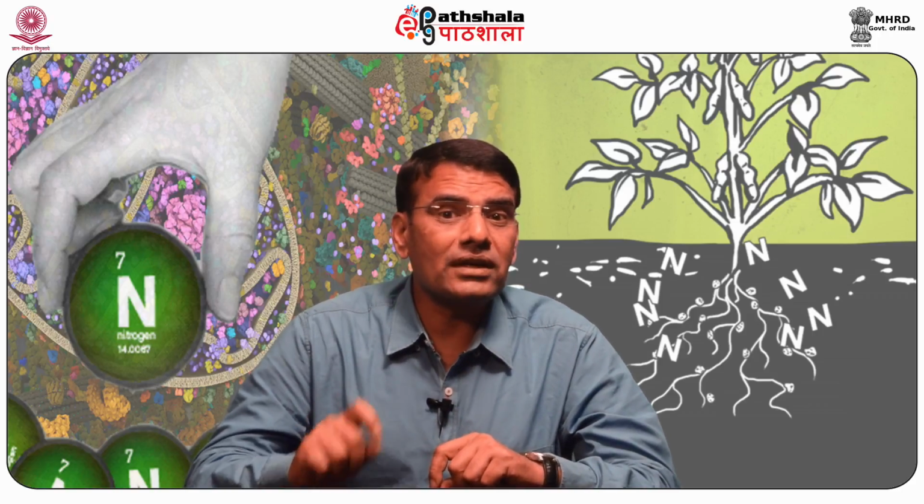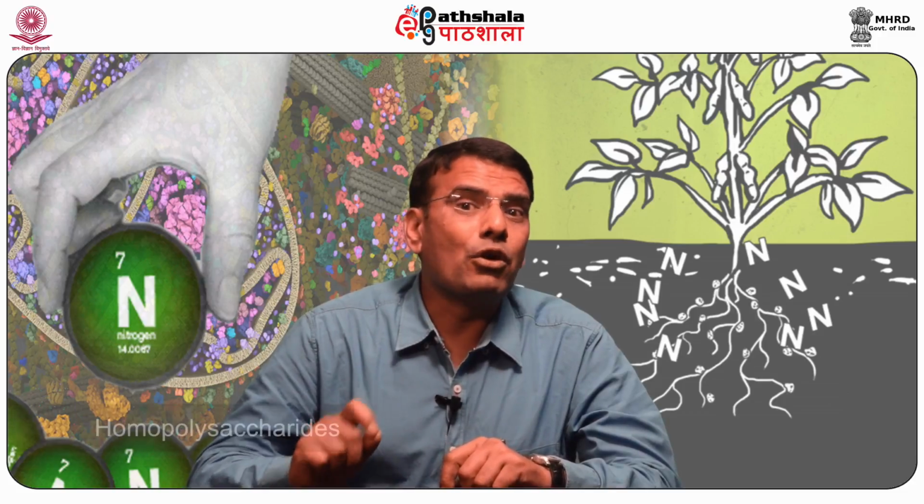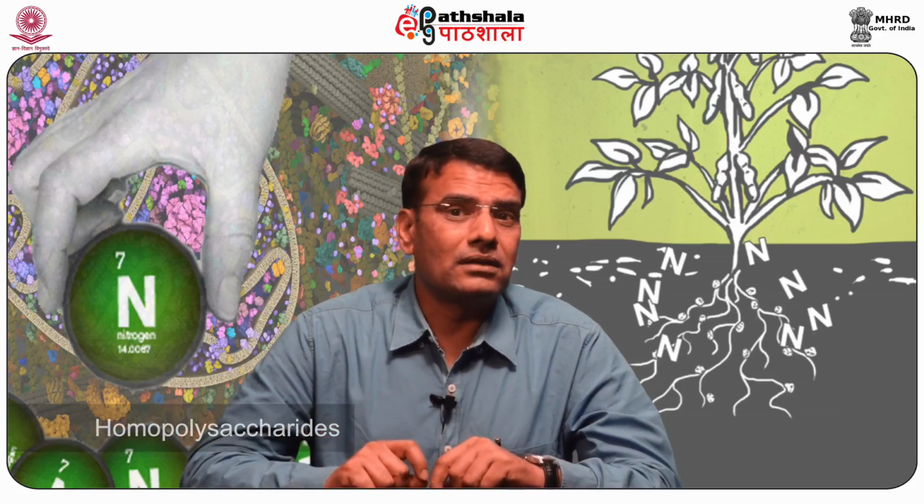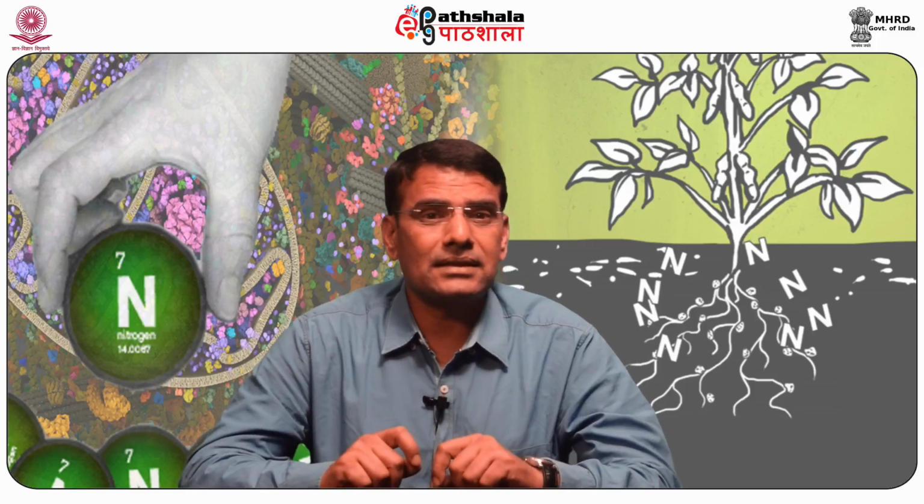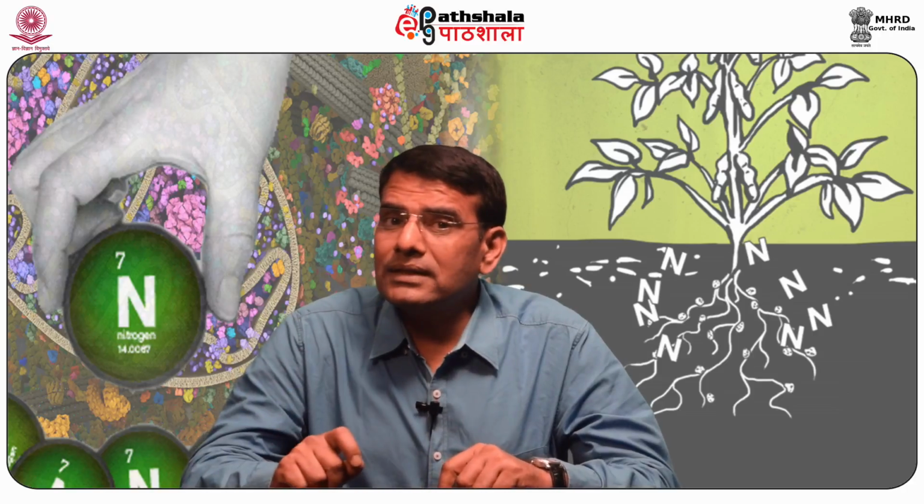Polysaccharides are also termed as glycans. Polysaccharides, when composed of a single monosaccharide building block, are called homopolysaccharides. They are also known as homoglycans. On the other hand, when polysaccharides are composed of more than one type of monosaccharide, they are called heteropolysaccharides, also known as heteroglycans.